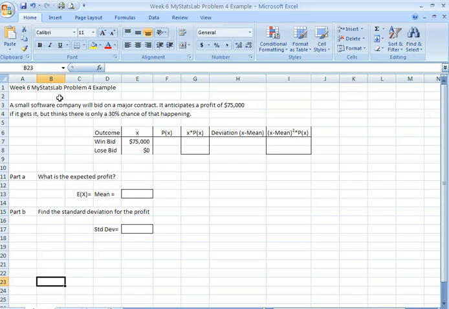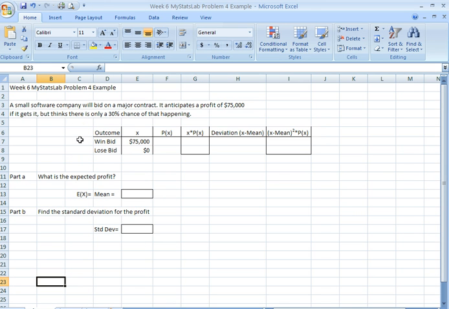A small software company will bid on a major contract. It anticipates a profit of $75,000 if it gets it, but thinks there's only a 30% chance of that happening. So part A of our problem asks us to find the expected profit. Well, let's work this out, and I've put a little table here that will help us work this whole problem out in Excel with minimal amount of work on our part, which is what we always want, right?